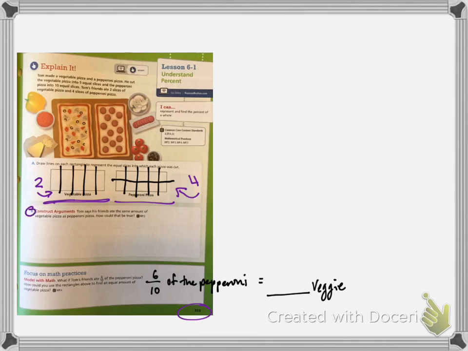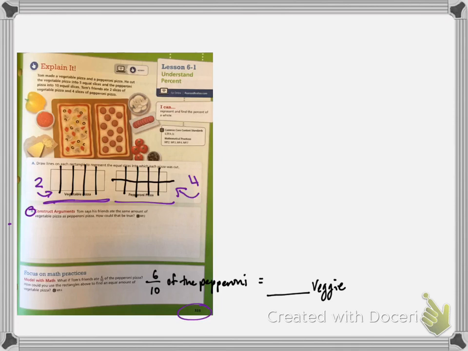And then in the constructing argument section, it says, Tom said that his friends ate the same amount of veggie pizza as pepperoni pizza. How could that be true when they ate 2 pieces of vegetable pizza and 4 pieces of the pepperoni pizza? So pause, think about what your answer is, and then unpause, and we'll compare our ideas.